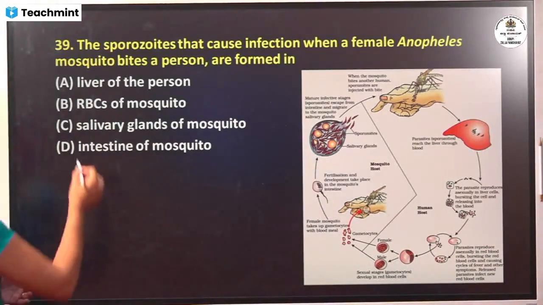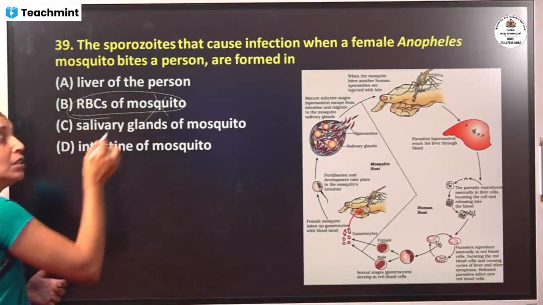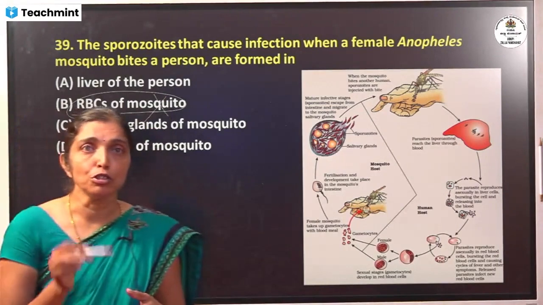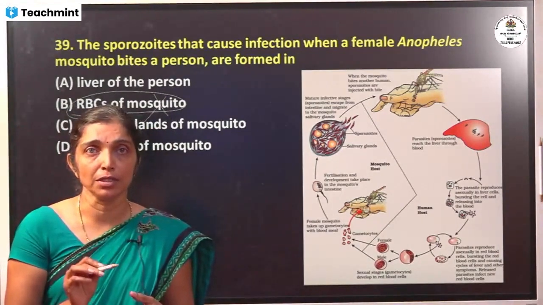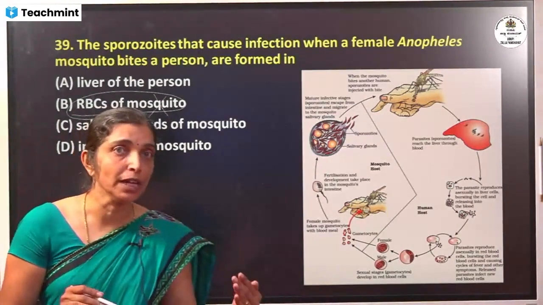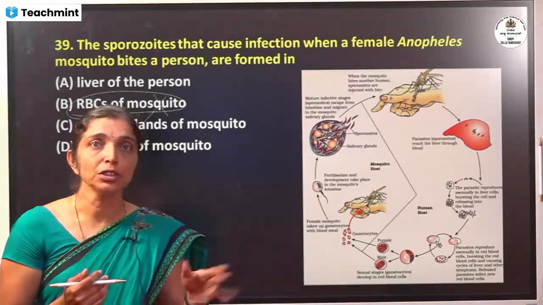So here the option B, RBCs of the mosquito, is wrong because mosquitoes do not have RBCs. They have hemolymph. They don't have red blood like us. So this is not the option, definitely.